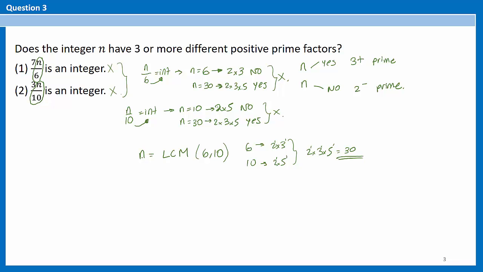Okay, so since the least possible value of n is 30 and it has 3 prime factors, it would answer yes. And all of the other values of n which are higher would also answer yes, because they would at least have 2, 3, and 5. So the answer would be C.